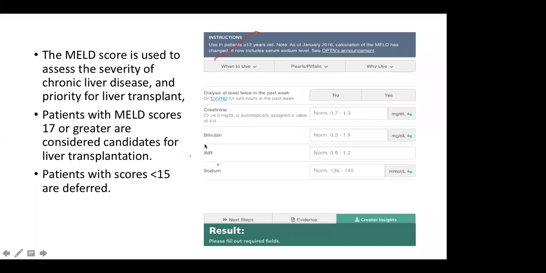And recently, after the year 2016, sodium was added to this classification. So some people say this is MELD-sodium, and others say it is the MELD score. You just fill in the data directly, and the system will automatically give you the result. Patients with a MELD score of 17 or greater are considered candidates for liver transplant, and those with a score less than 15 are deferred from liver transplantation.